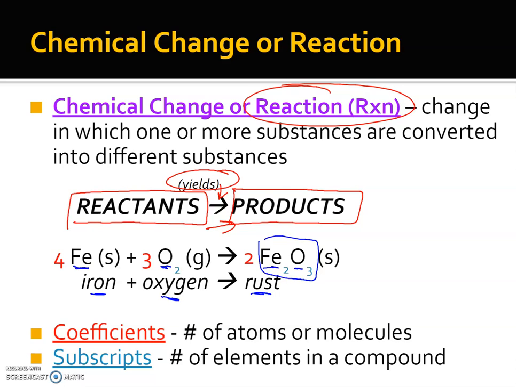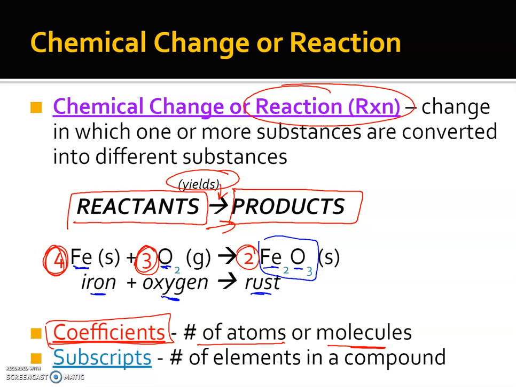You'll also see that there are numbers in chemical reactions. These numbers out in front, the 4, the 3, and the 2, are coefficients like in math class. They tell you how many atoms, if it's an element, or how many molecules, if it's a compound, are going to be in that chemical reaction.